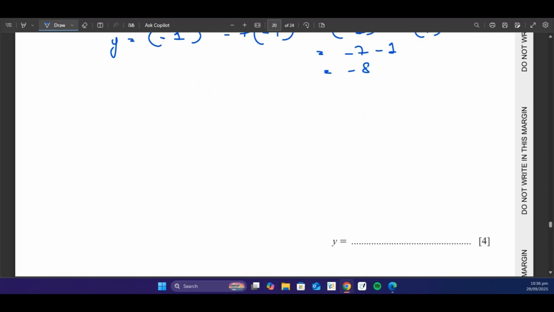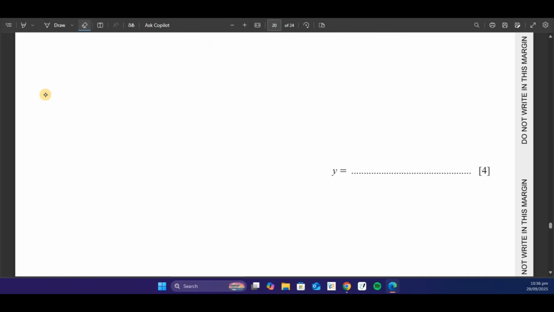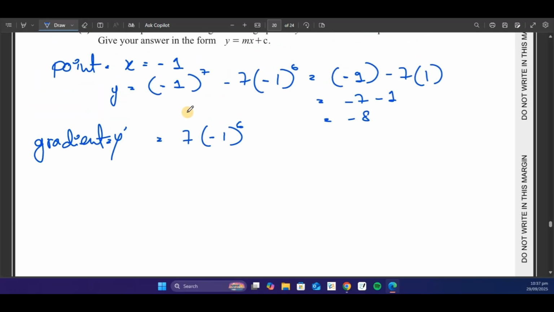So the gradient of y would be 7x^6 minus 42x^5. Also, we just got the coordinates. The coordinates would be x0, y0: minus 1, minus 8. Those are the coordinates, okay?